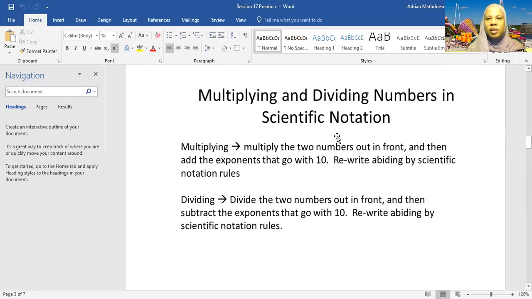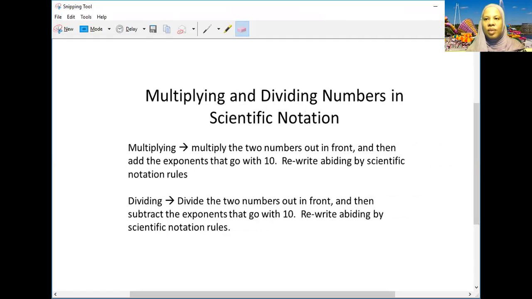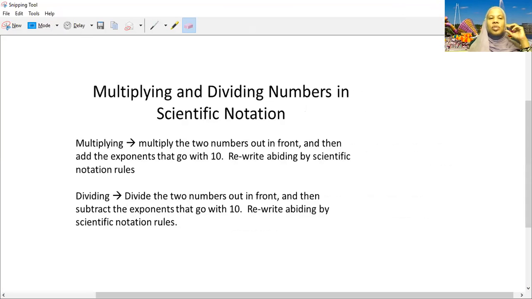All righty, can you see everything? Let's see if you can. Okay, so you can see everything I'm doing. All right, so we're going back to the rules, and it says multiplying, dividing numbers in scientific notation. I'm just switching it to another screen real quick so that I can have fun writing. I love writing on this particular screen.